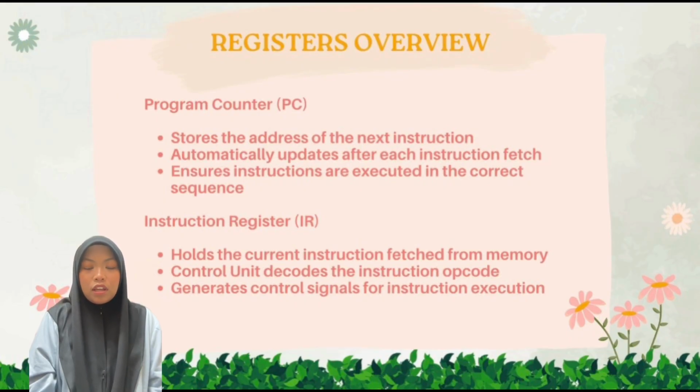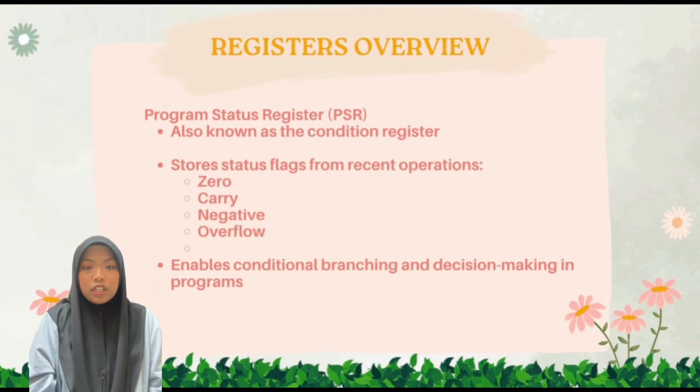The control unit reads the contents of the IR to decode the opcode and identify the type of operation that must be performed. Based on this decoding process, appropriate control signals are generated to manage the execution stage of the instruction cycle. In addition, the program status register (PSR), commonly known as the condition register, maintains a set of status flags that represent the results of recent arithmetic or logical operations. These flags, such as zero, carry, negative, and overflow, are crucial for enabling conditional branching and logical decision making.